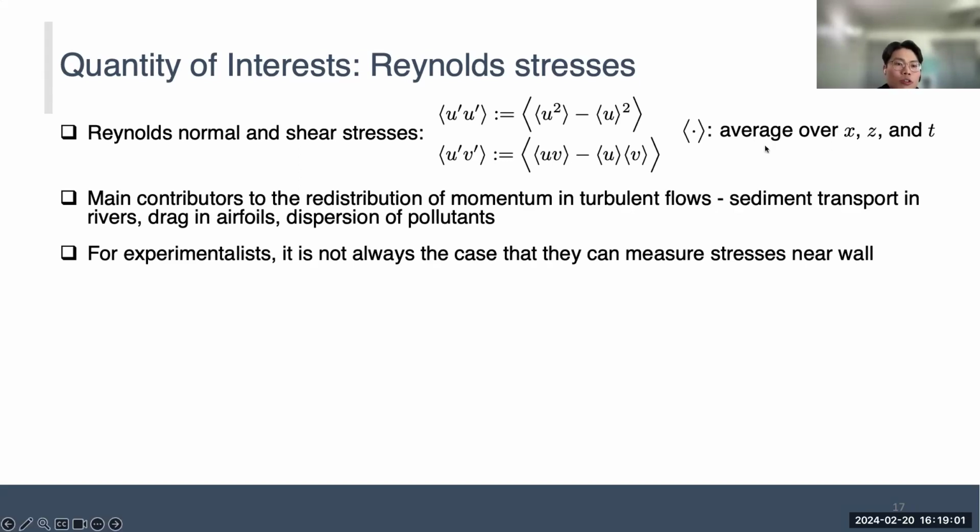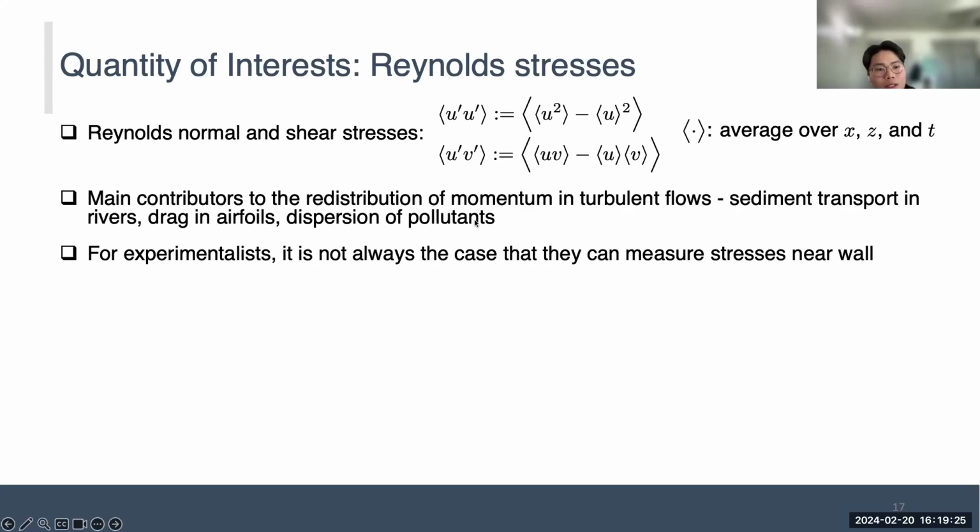And the reason why Reynolds stress is important is because it's a main contributor to redistributing momentum in turbulent flows. And that's the reason why we're seeing many interesting phenomena such as sediment transport in rivers, drag on airfoils, and dispersion of pollutants.